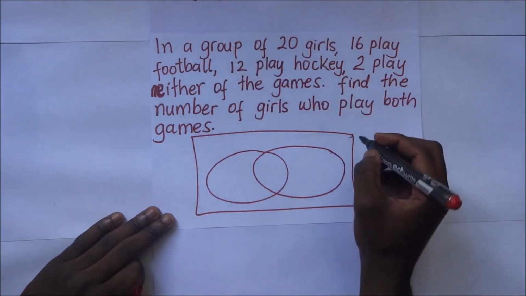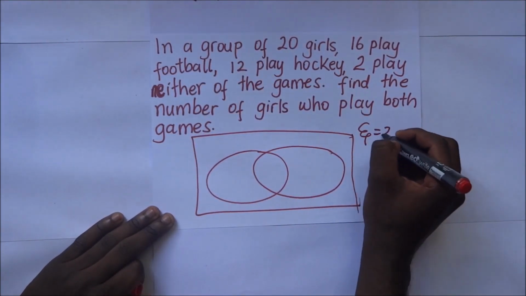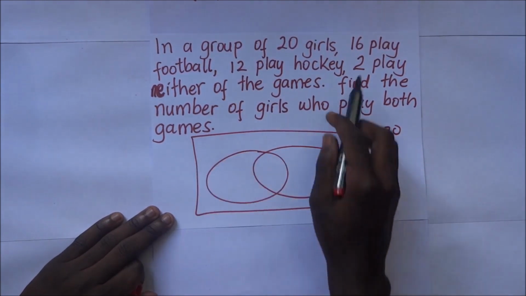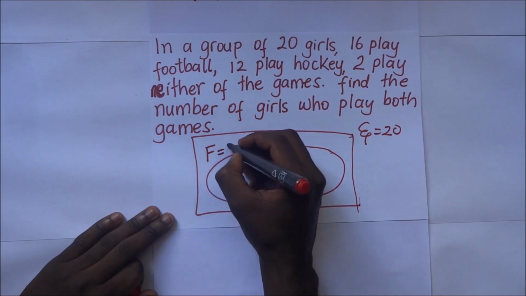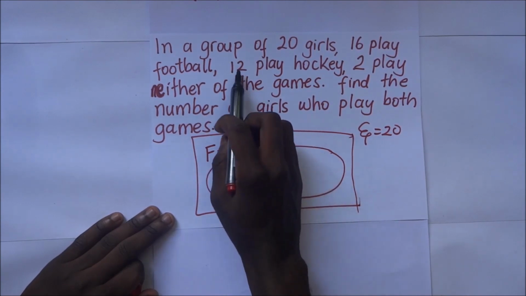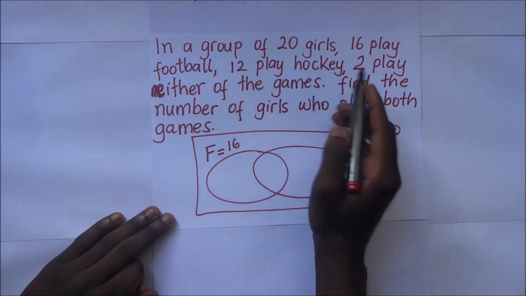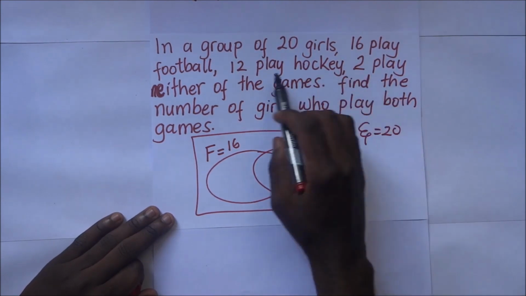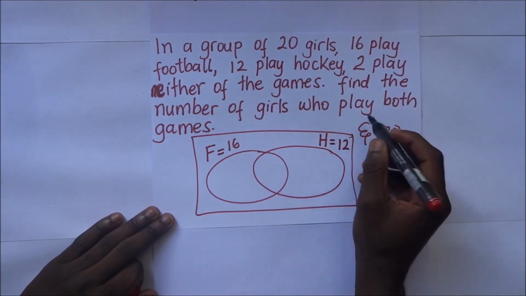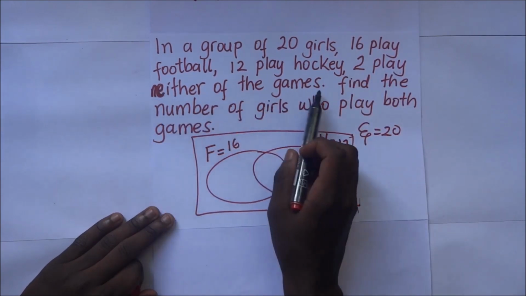So in a group of 20 girls, meaning our universal set is 20 girls. That's the total. 16 play football, so those that play football are 16. And then 12 play hockey, so those that play hockey are 12.